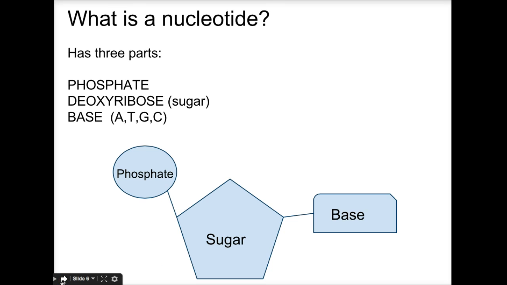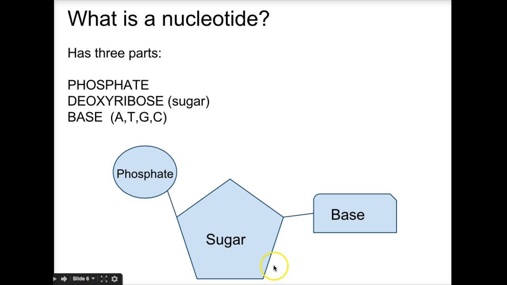So what is a nucleotide? Again, the nucleotide is the repeating subunit of DNA. It has three parts. It has a phosphate, a deoxyribose. Remember, DNA stands for deoxyribonucleic acid. And then a base. So the phosphate is this part here, and this is what we consider the sides of the ladder, right? Then we have the sugar, and then we have a base.